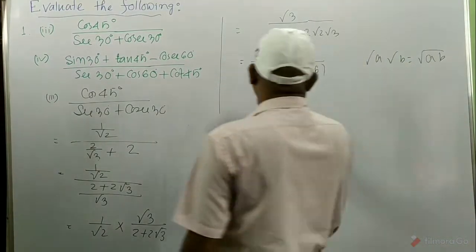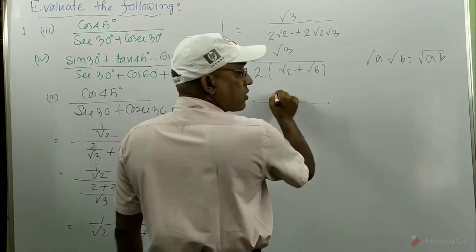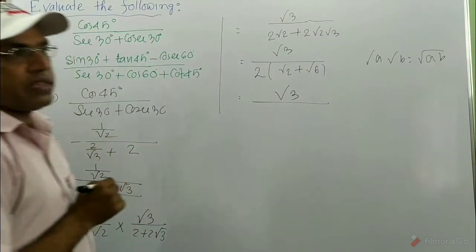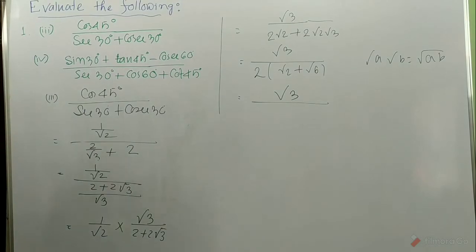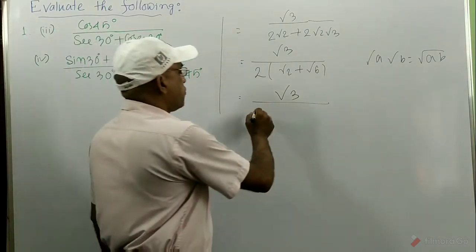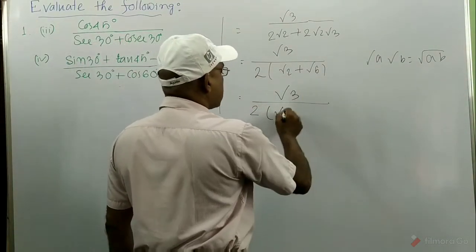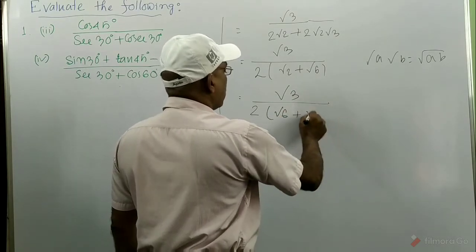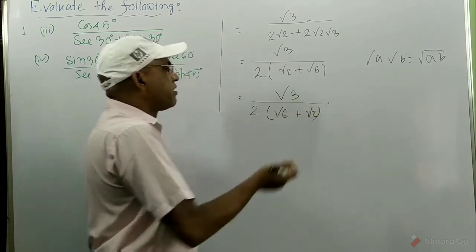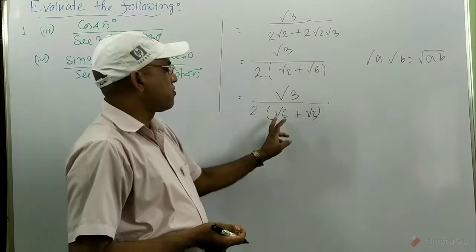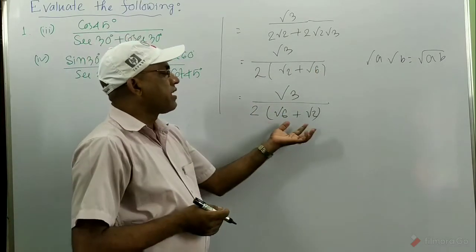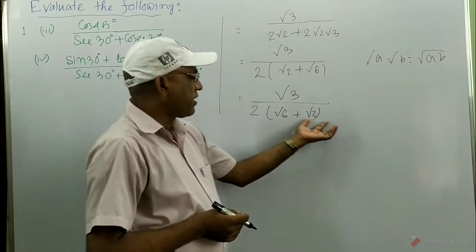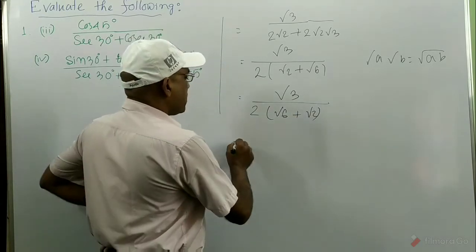So we get this. Now root 3 remains the same, and 2 remains the same. We write root 6 here, and the second term root 2 we can write as it is. Here also the same, but we write root 6 first. But the denominator cannot contain a root, so we remove this root.